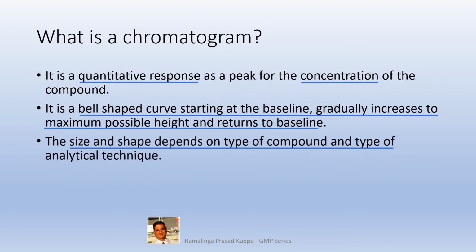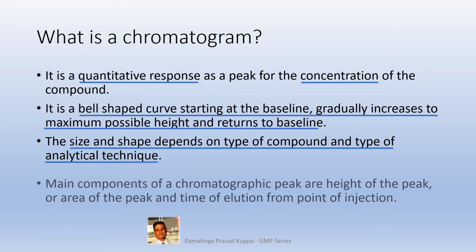The size and shape depend on the type of compound and type of analytical technique. Depending upon the analytical technique, the column, and flow rate, the peak size may vary. Some peaks will be sharp and some will be broader. Depending upon the stationary phase and mobile phase, the peak elution pattern changes. Non-polar components elute faster in polar adsorbents.